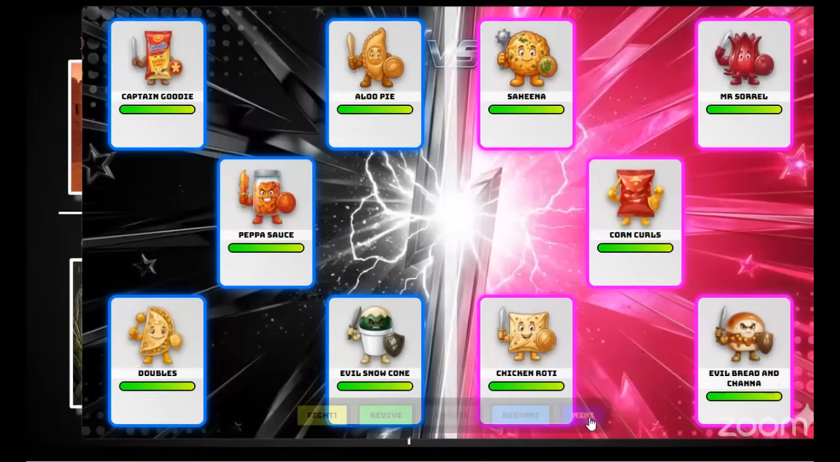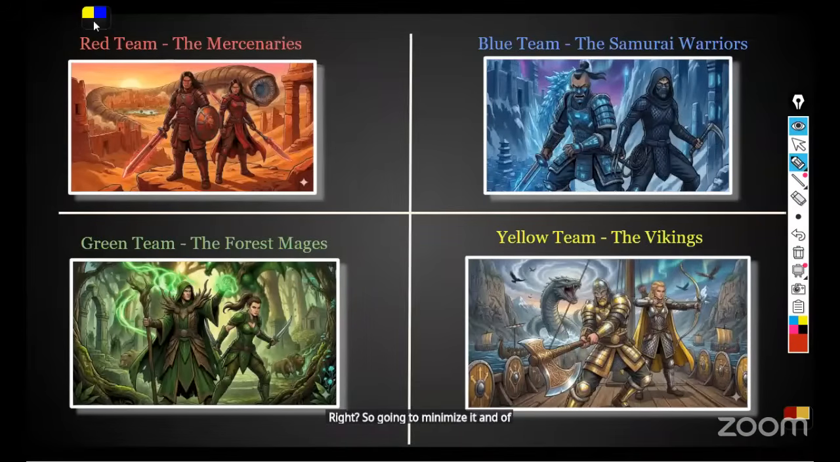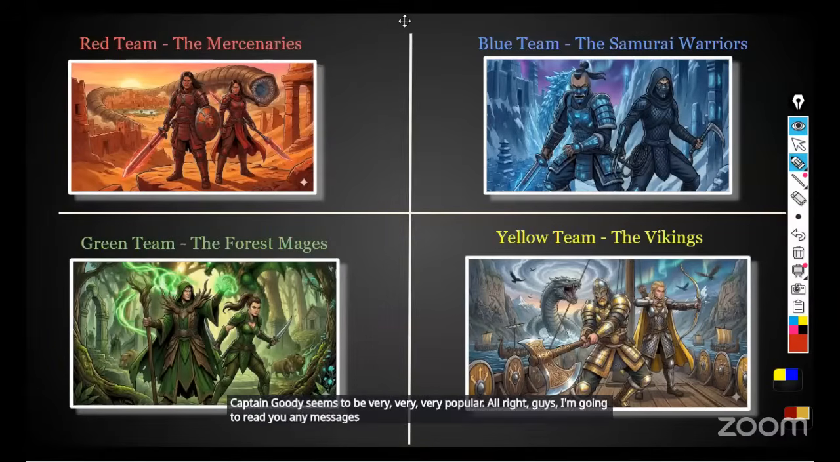Right, so I'm going to minimize it and, of course, read everything on the chat. All right, Captain Goody seems to be very, very popular. Guys, I'm going to read through all the messages as soon as I get a chance, but anyway, let's get started.